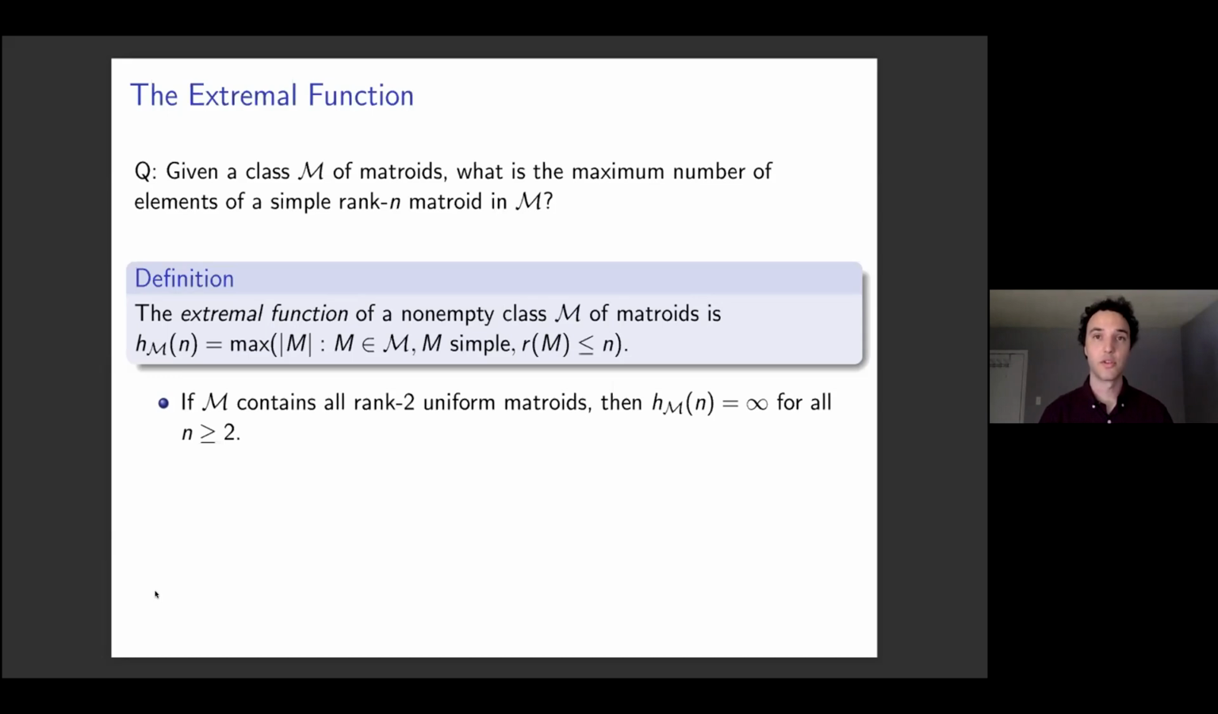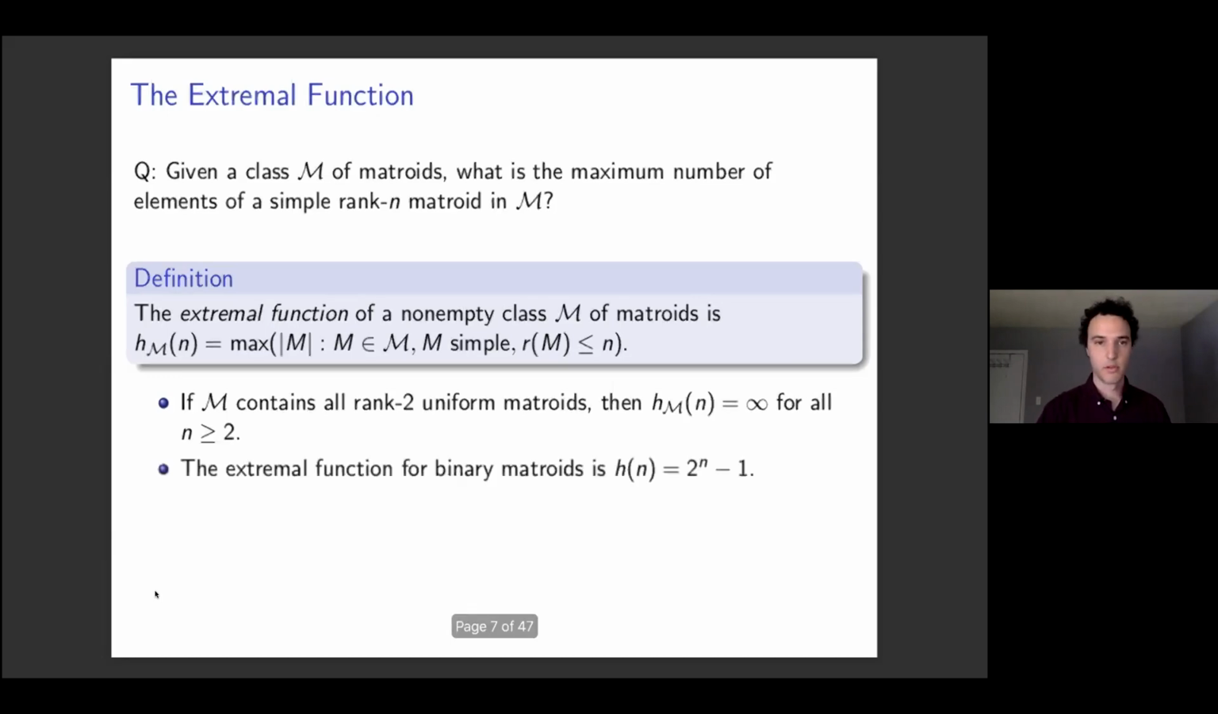This is not great, but luckily there are many nice classes of matroids which do not contain all rank 2 uniform matroids. For example, the extremal function for the class of binary matroids is 2 to the n minus 1, because a binary matrix with at most n rows has at most 2 to the n minus 1 distinct non-zero columns. That gives an upper bound, and that bound is attained by binary projective geometries. So projective geometries are extremal for the class of binary matroids.